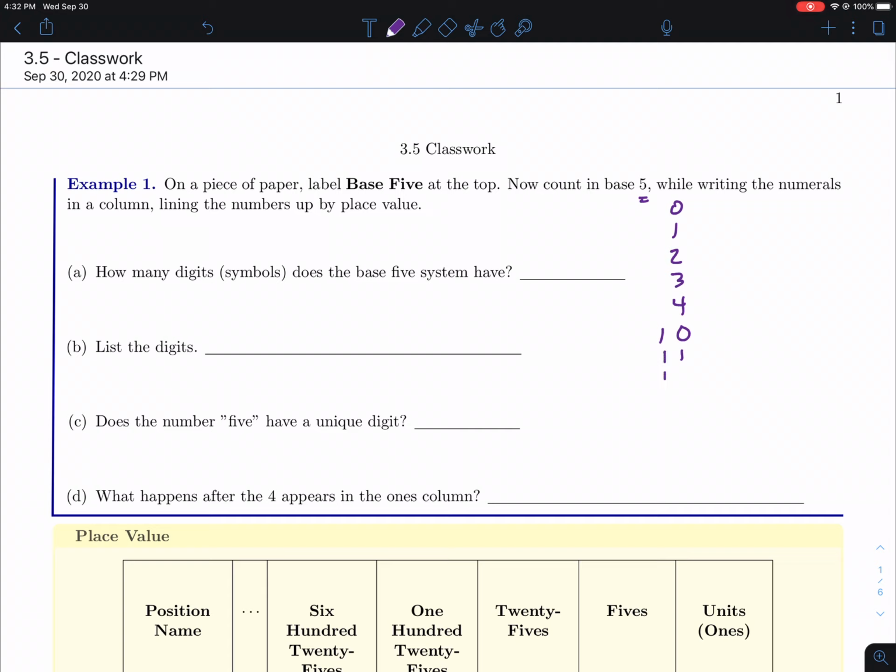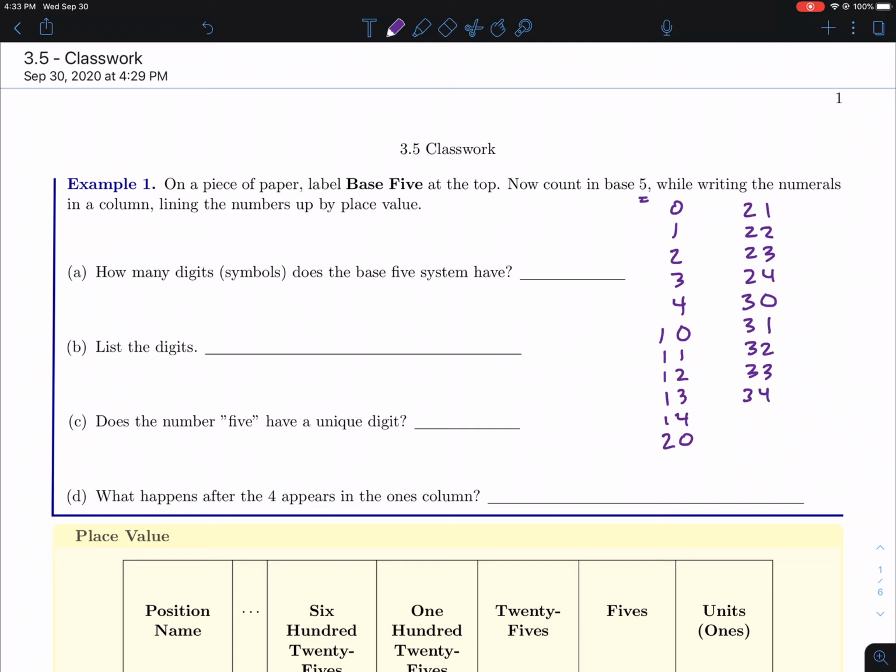So 1, 1, 1, 2, 1, 3, 1, 4. And then when I get to where there should be a 5, I'm going to get a 0. Now I want to add another one to the next position to get 2, 0. And then we can keep going this way. 2, 1, 2, 2, 2, 3, 2, 4. And again, once I get to here, I can't have 2, 5, so I get a 0 and bump this up to a 3. And then keep going. 3, 1, 3, 2, 3, 3, 3, 4.